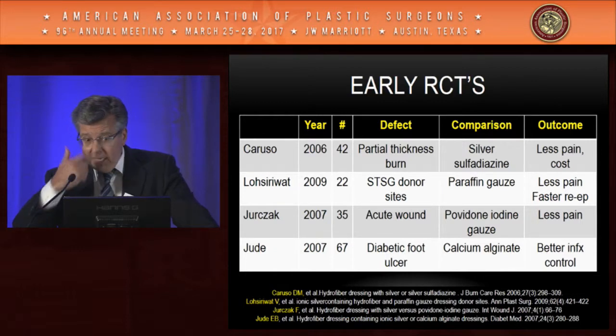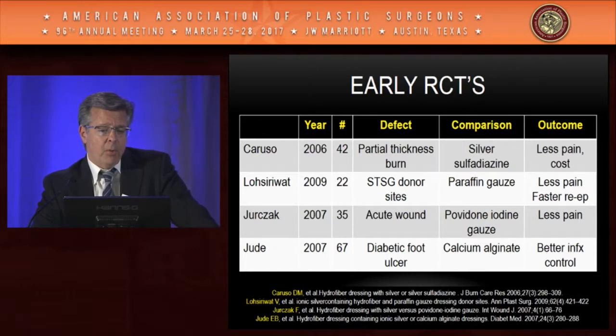Now, there are a number of studies looking at this material, and most of them are in the orthopedic literature. However, some of the early studies were in burn patients. If you look at these studies that were published between 2006 and 2009, they were all randomized control studies, and they were mostly for burns, donor sites, acute wounds, or diabetic foot ulcers. And they had comparisons to other dressings as well. The main outcome wasn't that there was so much of a difference in wound healing, but that there was less pain associated with these dressings compared to some of the others.